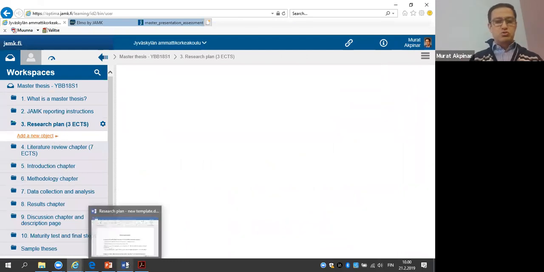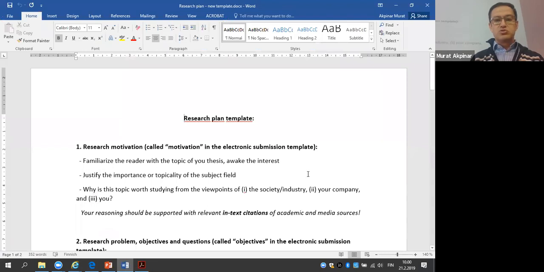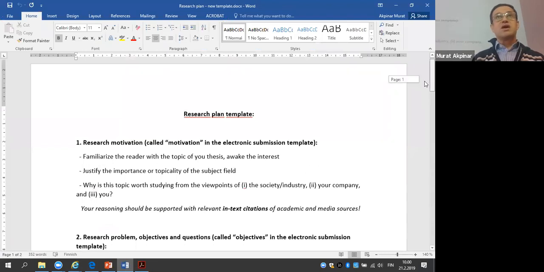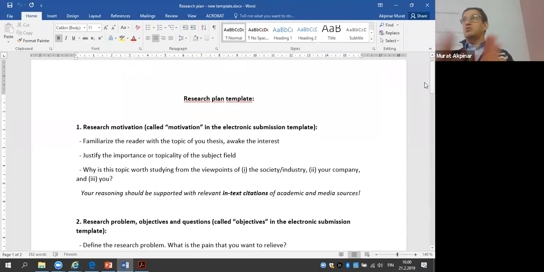So what I want you to do is that you use this template, because at the end, once we agree that, okay, your research plan is ready, our official procedure is that you will be making an electronic submission of your thesis proposal.